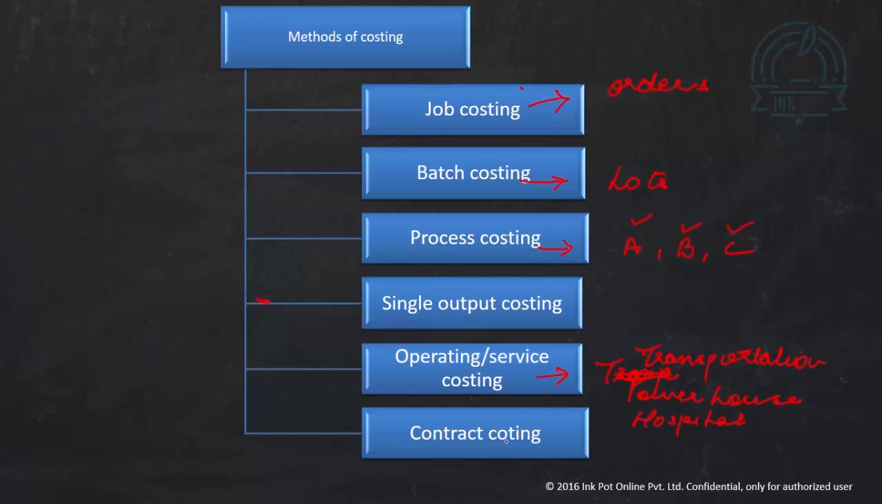Contract costing is when the work is done by entering into a contract. Like for example, we have construction companies. In case of construction companies, we have contract costing. So these are different methods of costing.